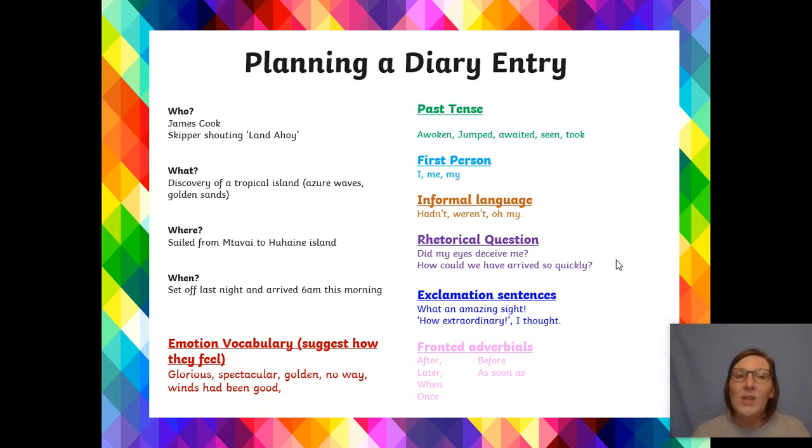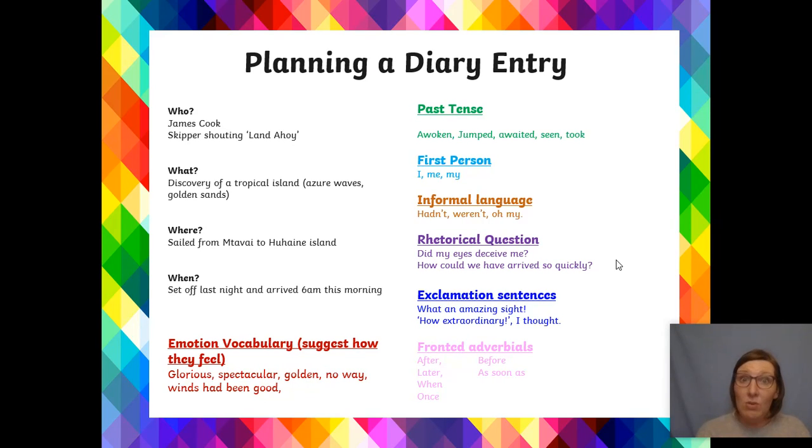All right, so who? Well, for Captain James Cook's diary, our key people are going to be James Cook himself and the skipper that's shouting "land ahoy." Now what? Well, they discovered a tropical island with azure waves and golden sands. I love those adjectives there that are describing the beach. Sounds like an absolutely amazing tropical beach.